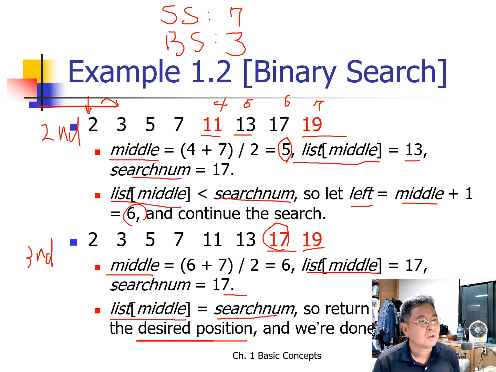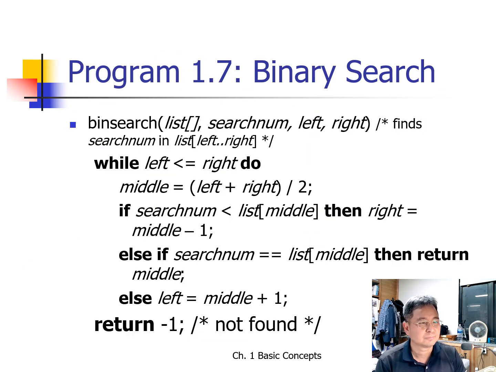Okay, so which one is more efficient, more fast? So I think binary search is much faster than sequential search. Okay, the binary search implementation is in program 1.7 in our textbook. So in this one, the binary search input is a list data set, and the search num is our goal number, and left and right are indexes.